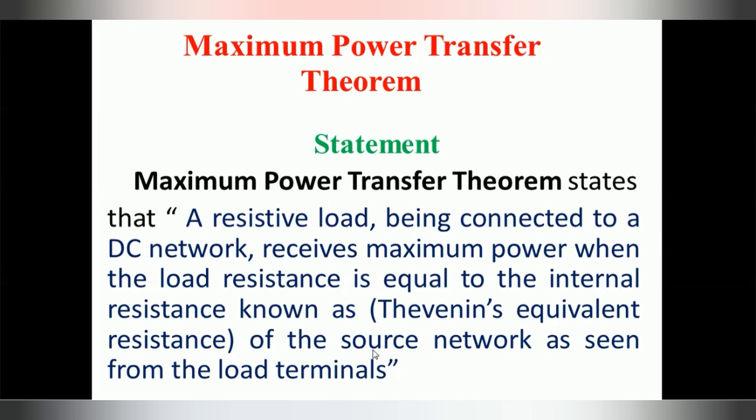So under which condition will the maximum power be transferred to that particular load resistance from the source? When the load resistance value is equal to the source resistance, at that time the maximum power will be transferred from the source to the load. So the load resistance value equal to the source resistance is nothing but the load resistance value equal to Thevenin's equivalent resistance.